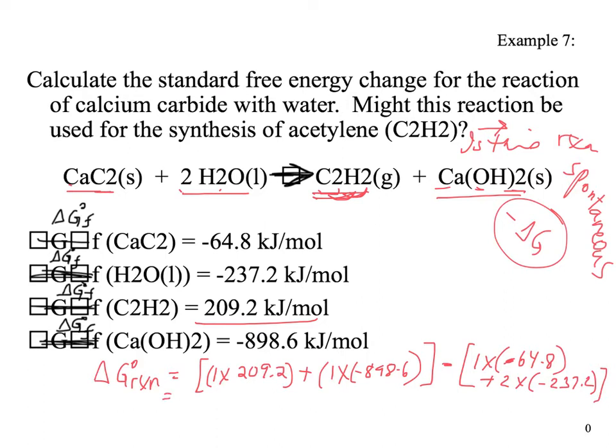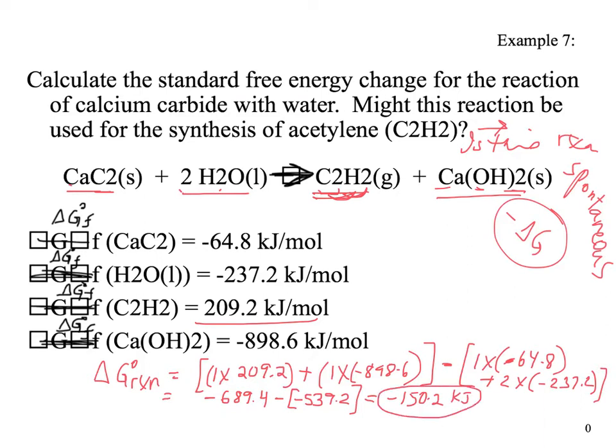And then just solve. So we have here negative 898.6, and we have a positive 209.2, so they must be subtracted. This number will come out to be negative 689.4. From that, we are subtracting out 64.8, and we have a negative 237. So that comes out to be minus 539.2. And so when you work the math out, it gives you negative 150.2 kilojoules. That's your answer.